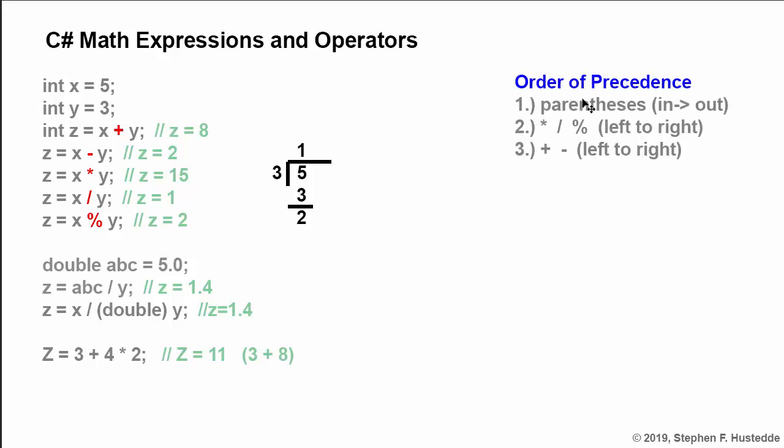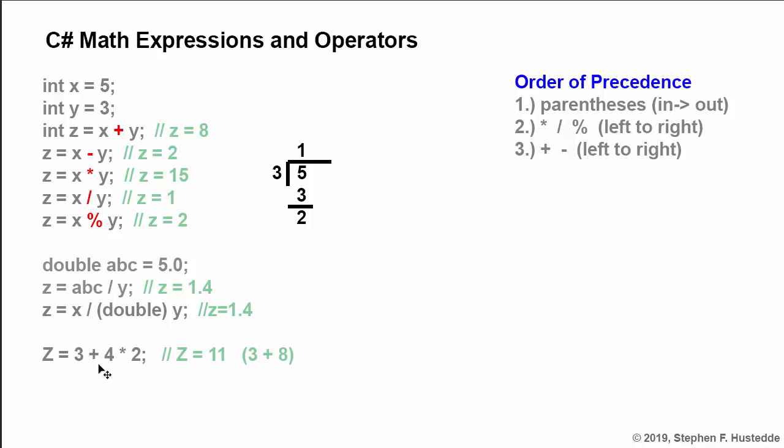The order of precedence says the first thing to take place in resolving a mathematical expression is to do anything inside of parentheses, working from the inside set of parentheses to the outside set. Then it will treat any multiplication, division, or modulus operation as the same order of precedence, but it does them from left to right. And then it would do any addition and subtraction and does those from left to right.